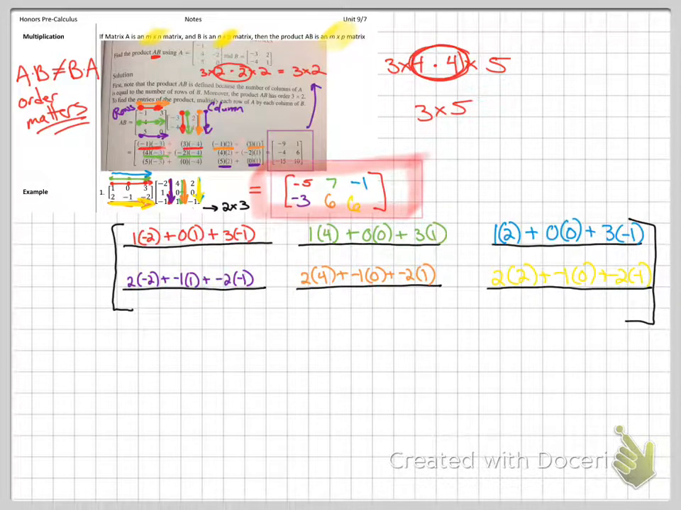Same idea for the columns. I'm just going to look at the last one. 2 over 2, 0 over 0, -1 over -1. So you should see some patterns, especially when you're all done, to make sure you are using the right numbers at the right time.